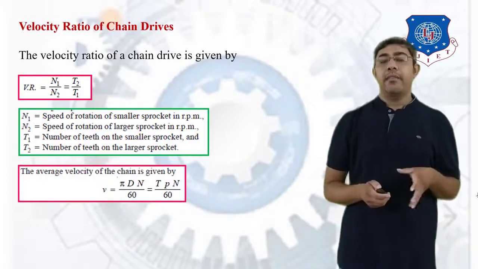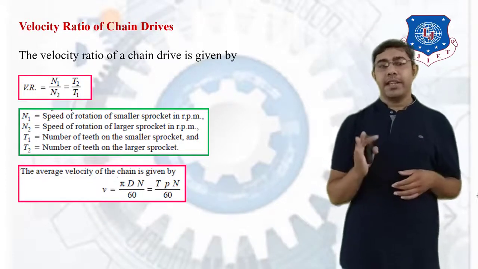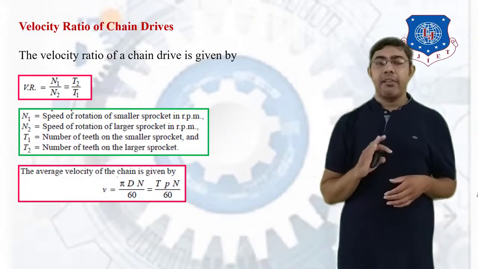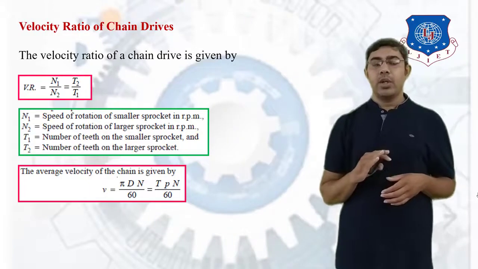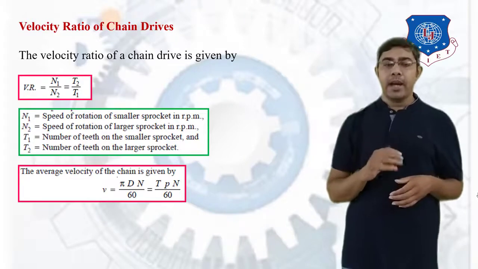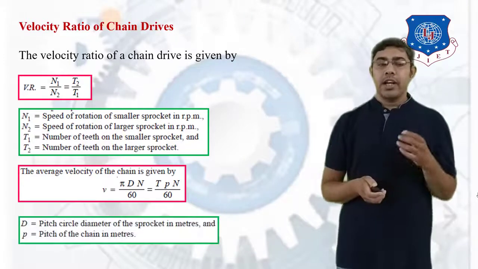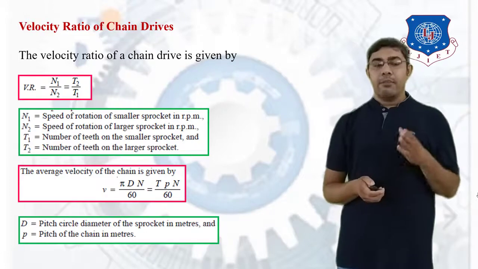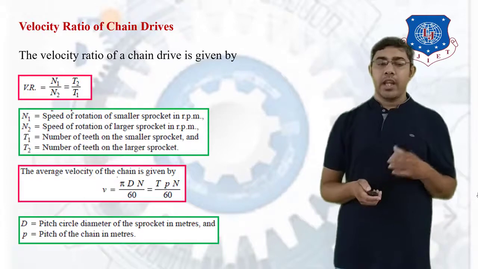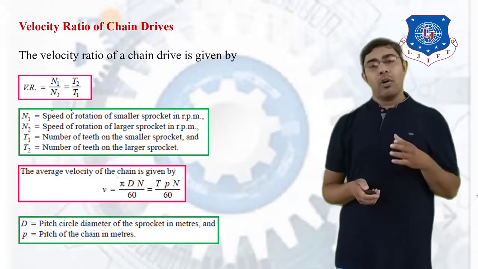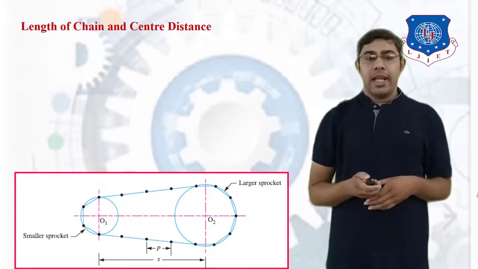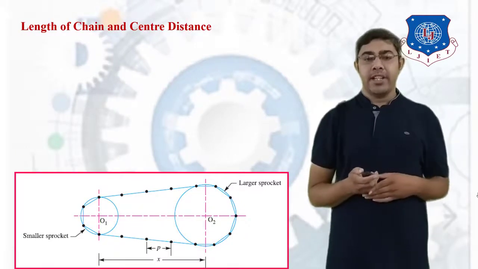Now the average velocity of the chain is given by V equal to pi D N divided by 60, which is equal to T into P into N divided by 60. Here D is the pitch circle diameter of the sprocket in meters and P is the pitch of the chain in meters. Now, length of chain and center distance.